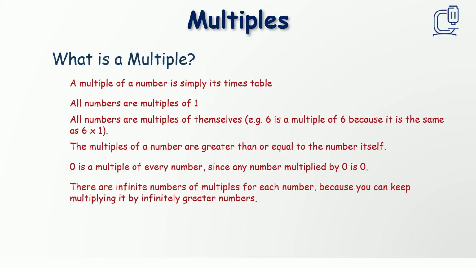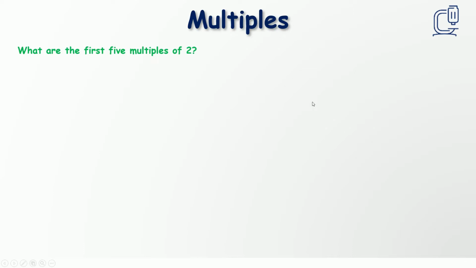So let's go through an example. What are the first 5 multiples of 2? This is simply the 2 times table as we are multiplying 2 by an integer, for example another number.